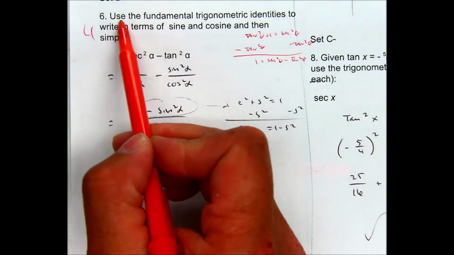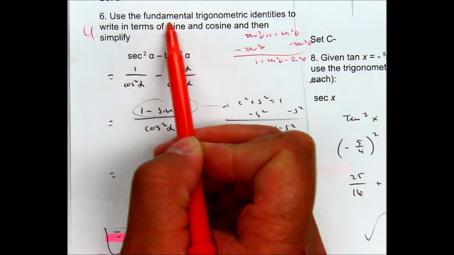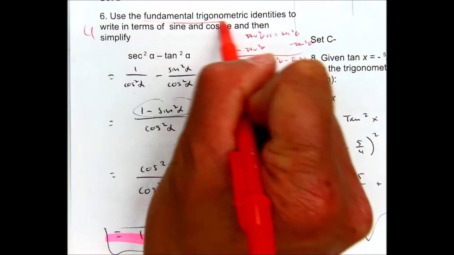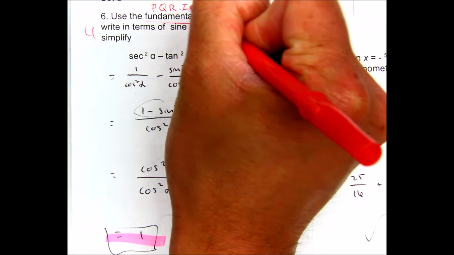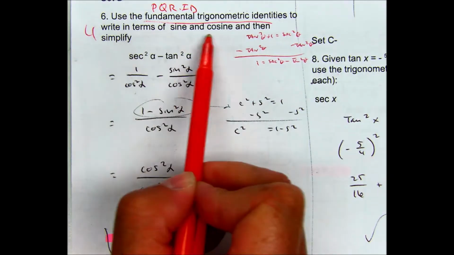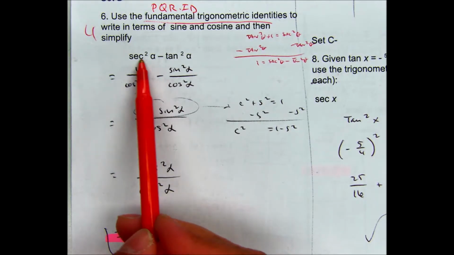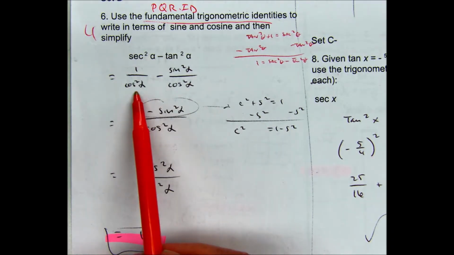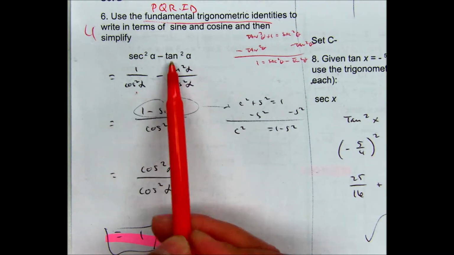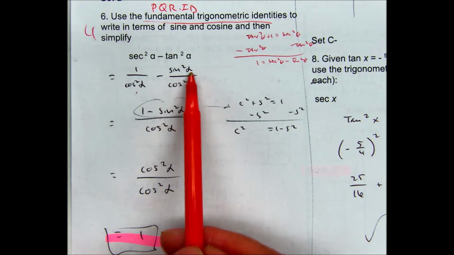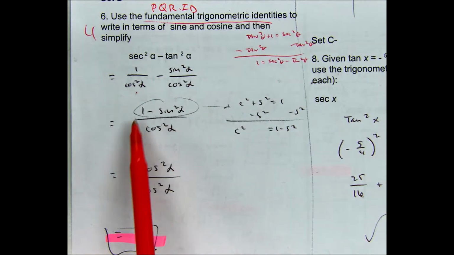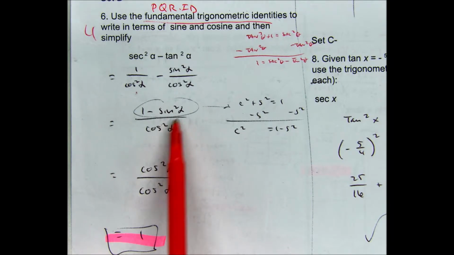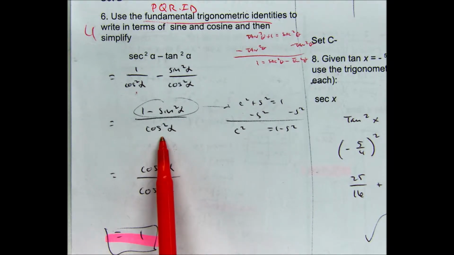Use the fundamental trig identities. So fundamental just means the Pythagorean, quotient, and reciprocal identities, to write in terms of sine and cosines and then simplify. Secant squared alpha is 1 over cosine squared alpha by the reciprocal identity. Tangent squared alpha is sine squared alpha over cosine squared alpha. Here you have a common denominator, so I have 1 minus sine squared alpha over cosine squared alpha.